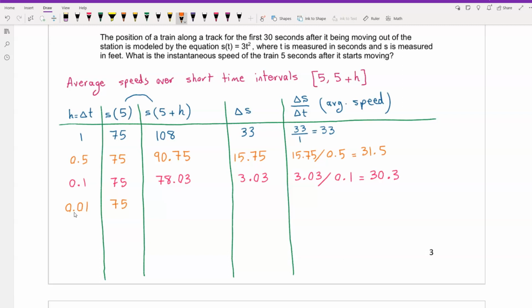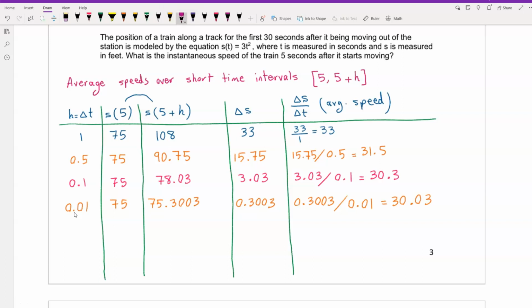Use that here in this function. 5.01 squared times 3 is equal to 75.3003. Subtracting these two numbers, the second and third column, we have 0.3003. Average speed, 0.3003 divided by 0.01. That is equal to 30.03.